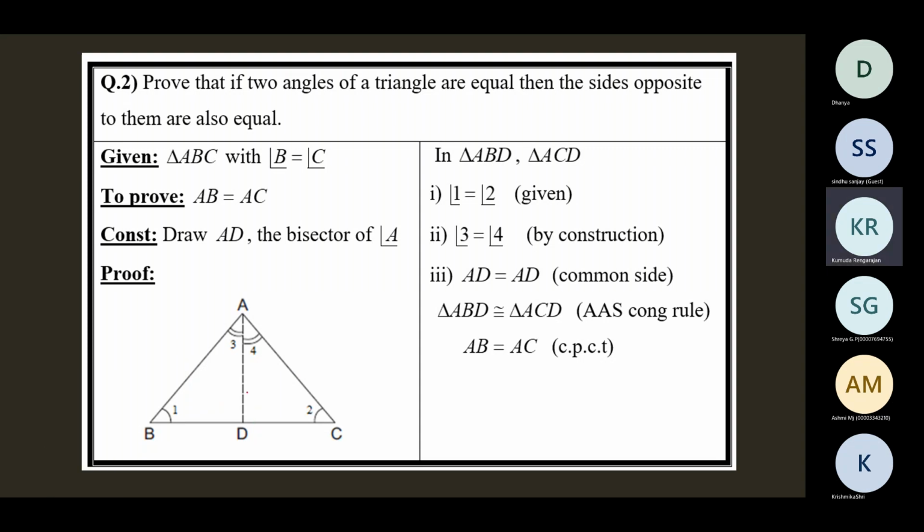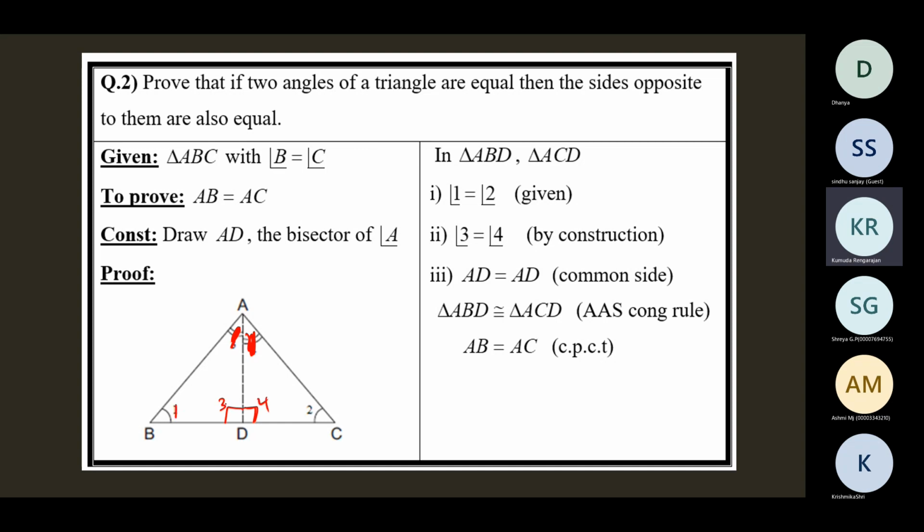You can also draw AD. So that means this is not there. Okay. Draw AD perpendicular to BC. So then what will happen? When you draw AD perpendicular to BC, this angle, so this is 3, this is 4.